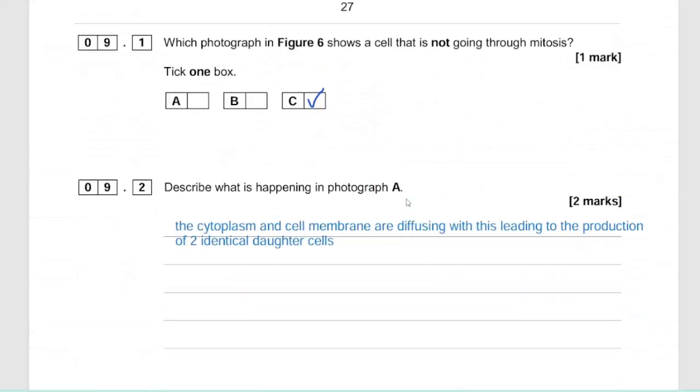And describe what's happening in photograph A. As I said, the cytoplasm and cell membrane are dividing, leading to the production of 2 identical daughter cells.